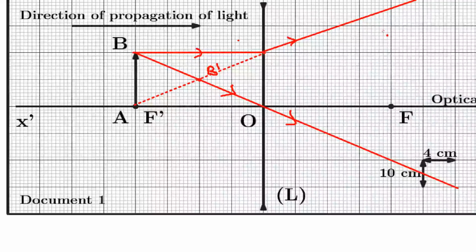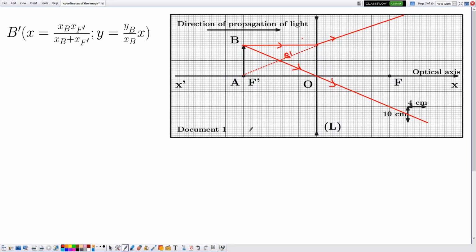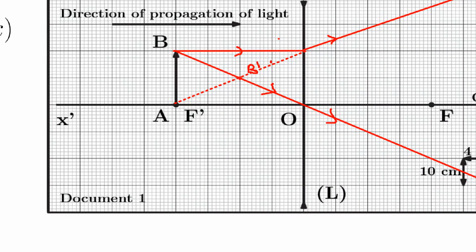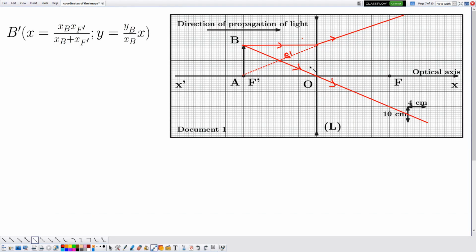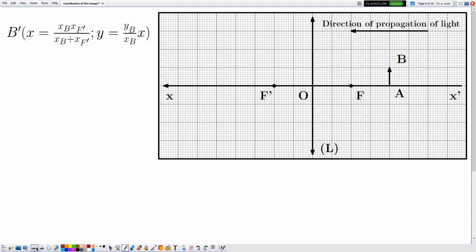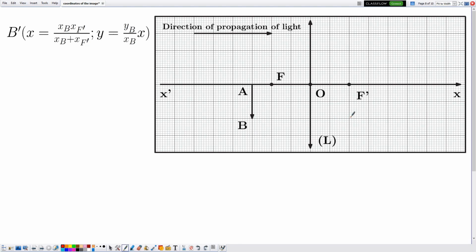Now notice that the emergent rays don't intersect behind the lens, therefore we need to prolongate them backward. So we have already traced the prolongation of this emergent ray. Now the prolongation of this emergent ray is given like this. So the prolongations intersect at the point B prime, which is the image of B, and for sure A prime will be the foot perpendicular of B prime on the optical axis.